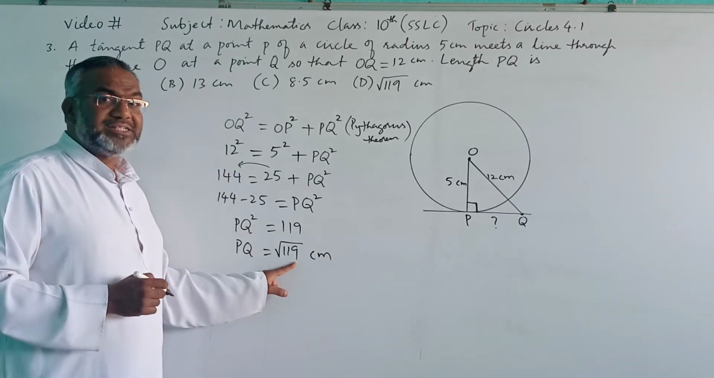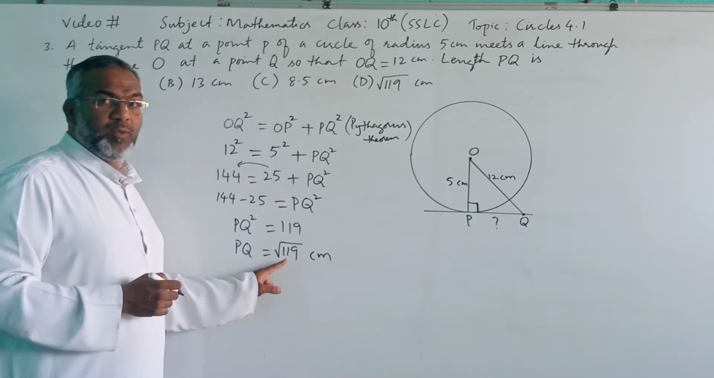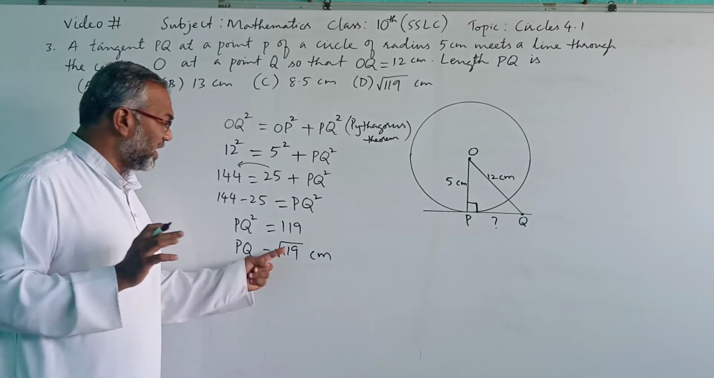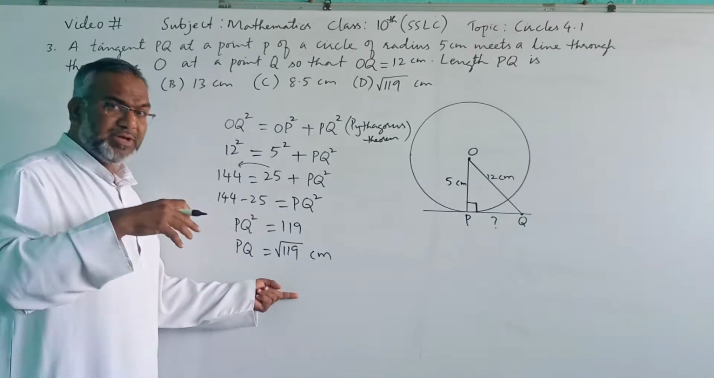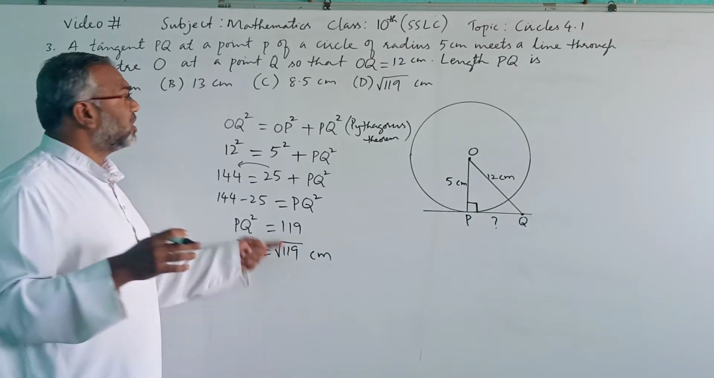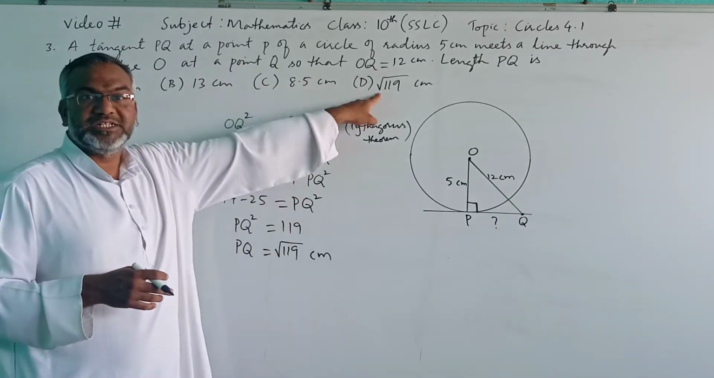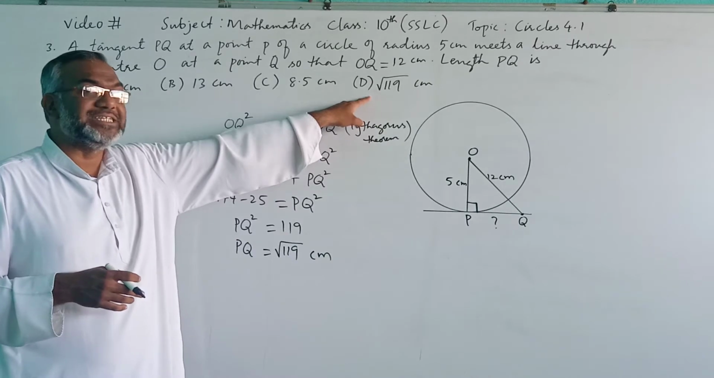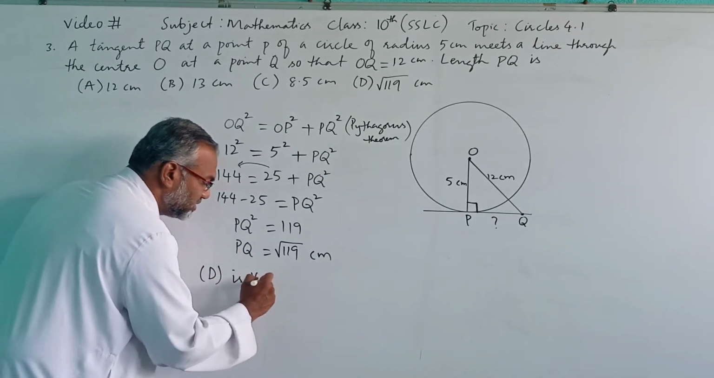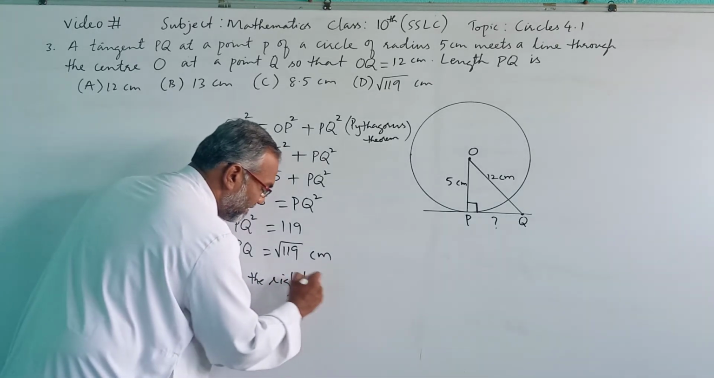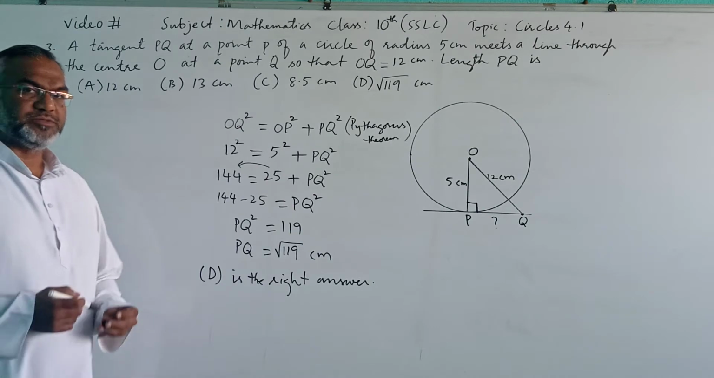Is 119 a perfect square? No, 119 is not a perfect square, so there is no need to find its square root. We can find it, but a decimal number will come, and there's no need, because in our options, the square root of 119 is already given, that is option D. So D is the right answer. D is the correct option.